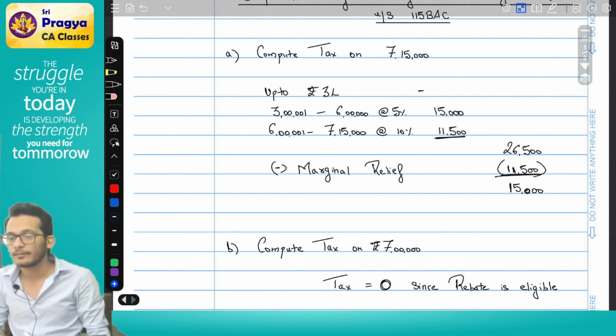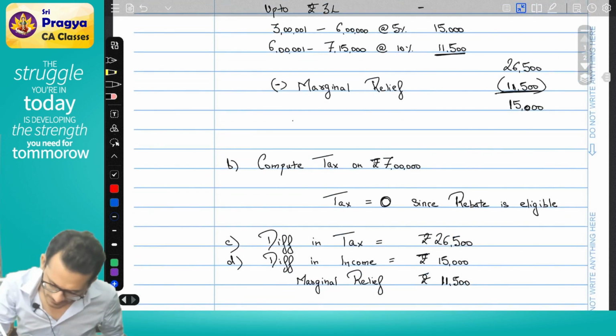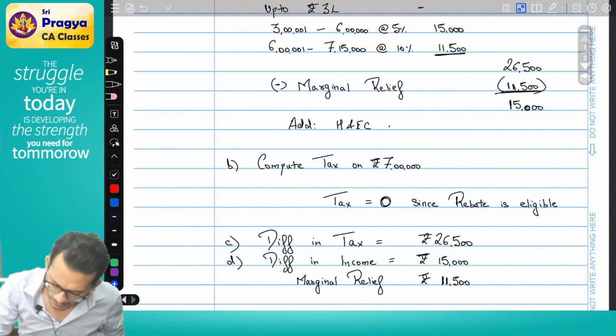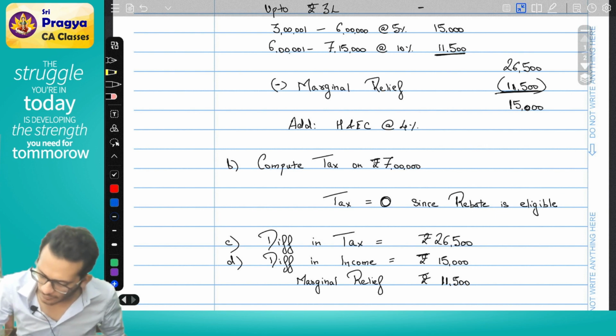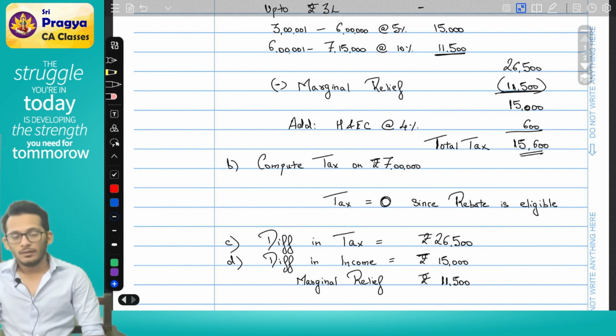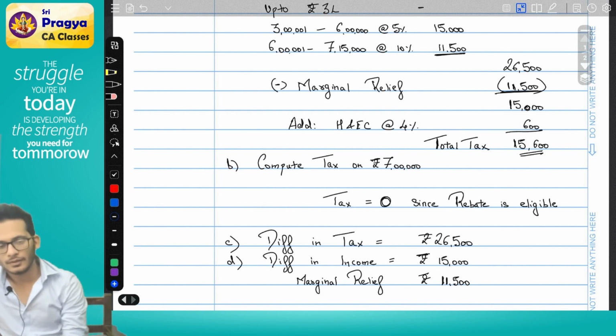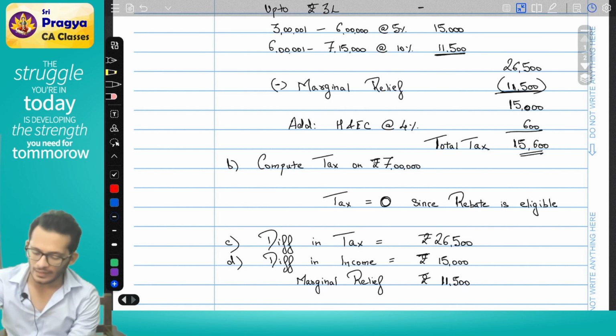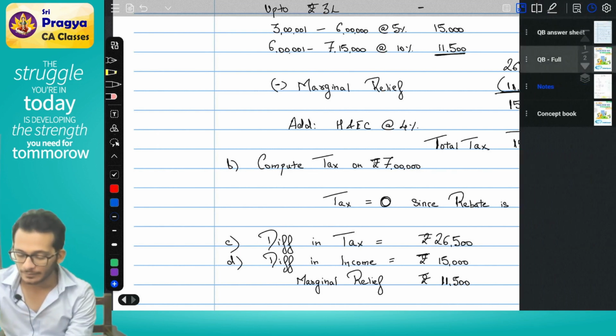Rahul, is the answer over? No, you have to add cess at the rate of 4%. 15,000 at 4% will become 600. Therefore, your total tax will become 15,600. Clear?